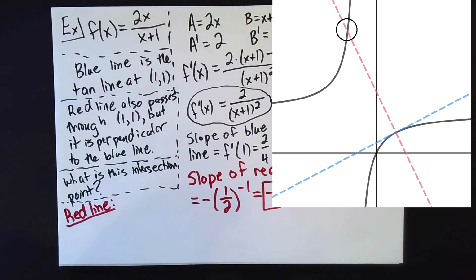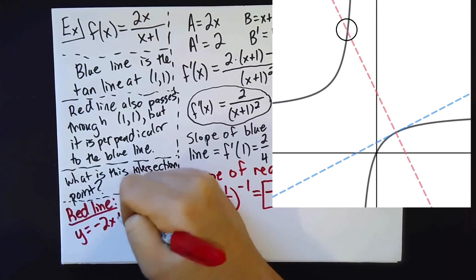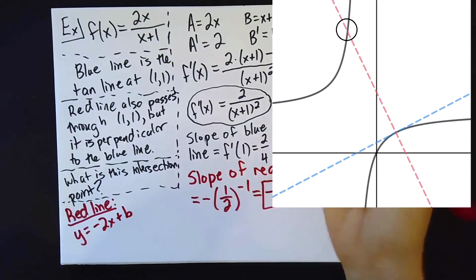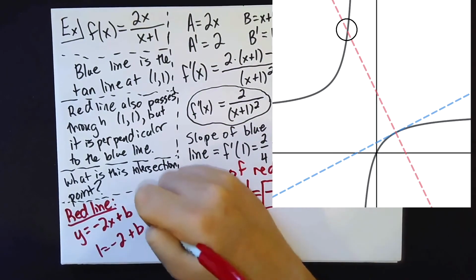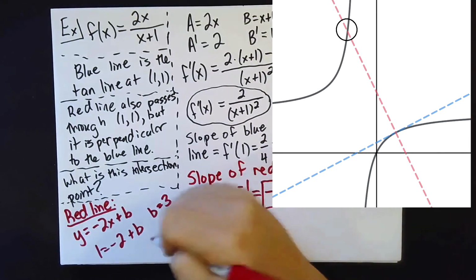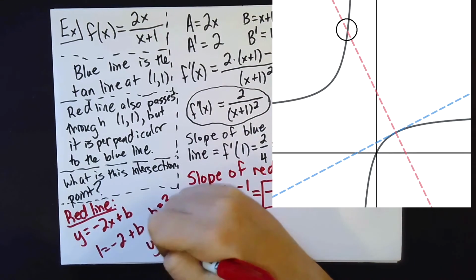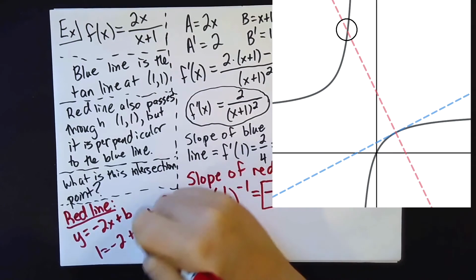So given that the red line has slope minus 2, its equation must look like y equals minus 2x plus b, but it passes through the point (1, 1), which means that 1 is minus 2 plus b, so b is 3. And so that means the equation of the red line is y equals minus 2x plus 3.